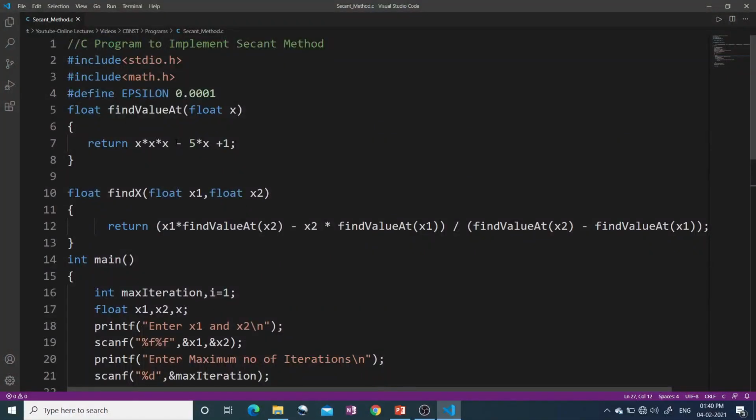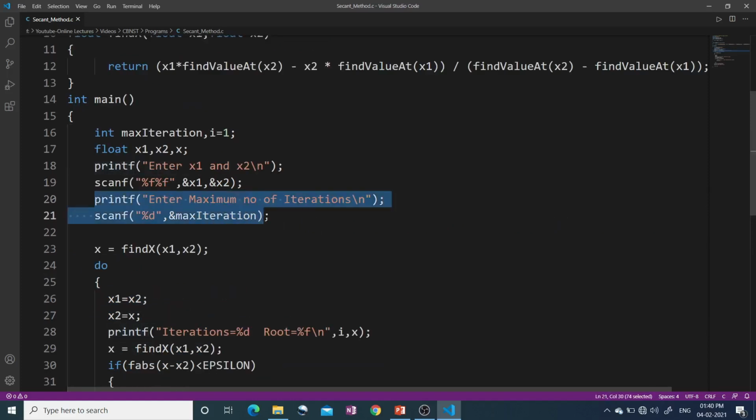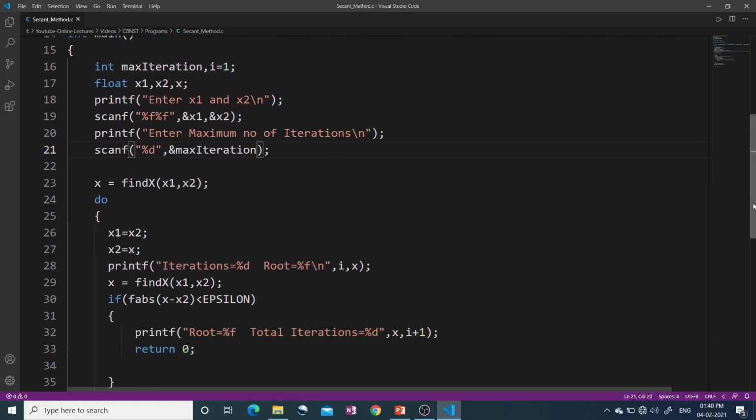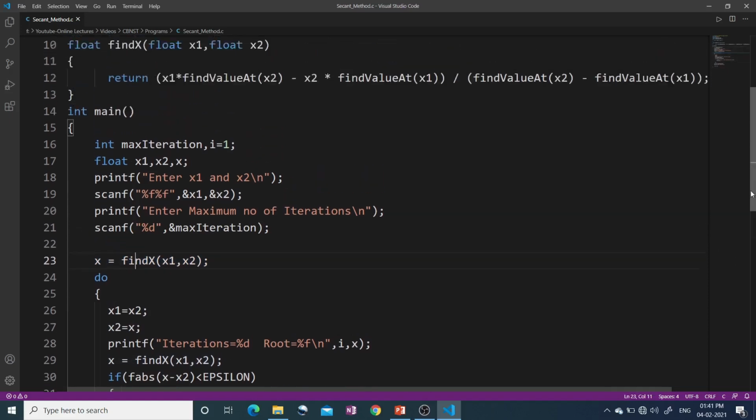So this is the C program to implement the secant method. If you start from the main function, I have asked the user to enter the value of x1 and x2. After taking x1 and x2, I have taken the maximum iteration value inside the max iteration variable. So max iteration is telling me the number of maximum iterations for which we want to run this secant method. Now after that, I have found the value of x, that is my root. So I have taken a function find x, which is taking two arguments x1 and x2.